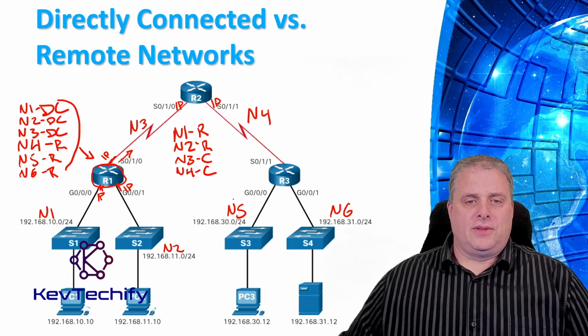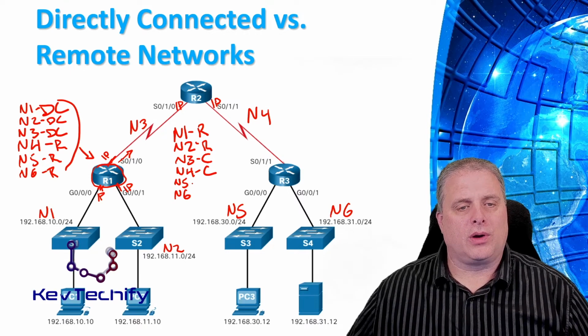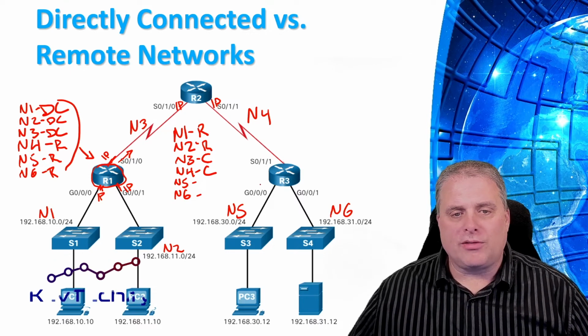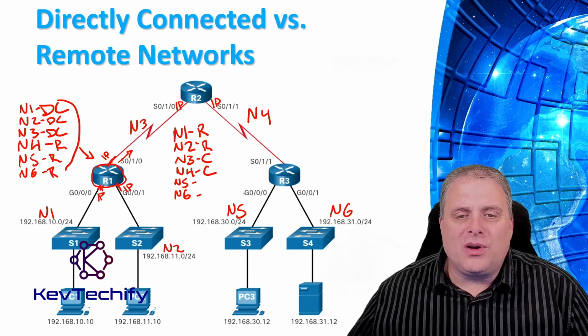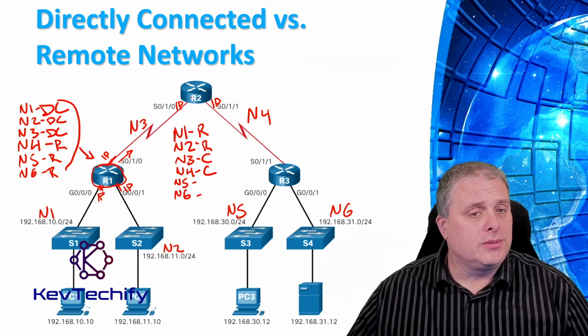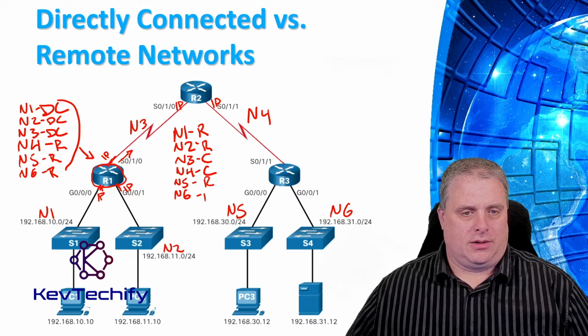Then networks 5 and 6 down here. To get to networks 5 and 6, you have to go through another router. There's no wire from either one of those networks running into R2. Those are remote networks again.